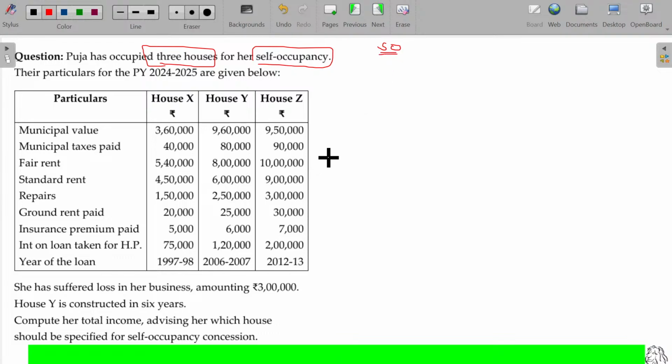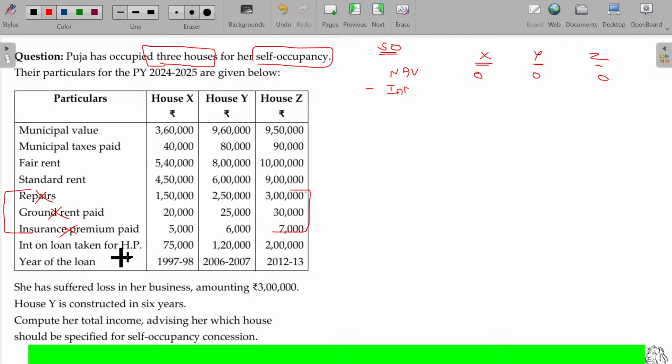If all the house properties are considered as self-occupied, what about your NAV for house X, Y, and Z? NAV is 0. Only interest can be subtracted. Okay. Municipal value, municipal taxes paid, fair rent, standard rent, repairs will not be considered. Ground rent paid will not be considered, and insurance premium paid not considered. For all the expenses related to the house property, a standard deduction of 30% will be given as a flat rate. You cannot claim further. So these values are to confuse you.